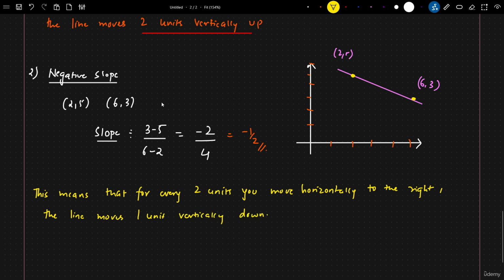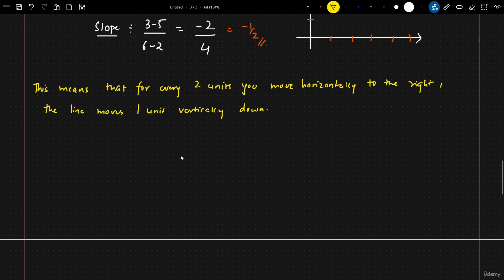I hope you have got an idea with respect to the negative slope, and what the direction is. When your line is coming down like this, if you calculate the slope, you'll see that you're going to get a negative value. Now coming to the third one, which is called zero slope.